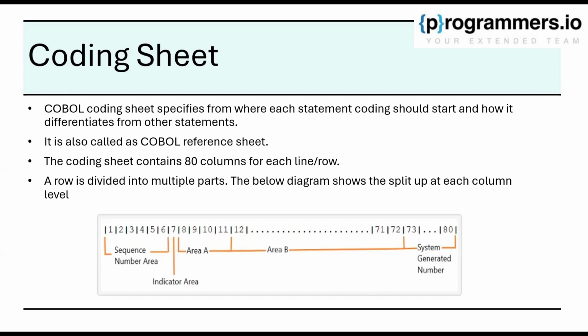Okay. Then we move to another column, which is area A, from 8 to 11, which is also called margin A. These are reserved for key items like division, section, paragraph. These are the things written there. And the column area B, which is also called margin B, contains the main COBOL logic that we are going to write.